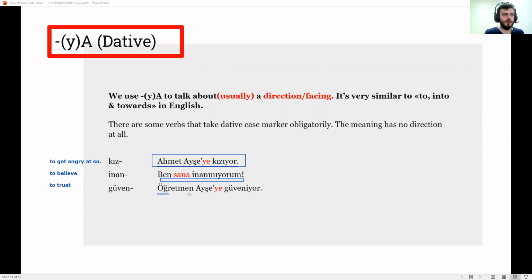And another example, öğretmen Ayşe'ye güveniyor. The teacher is trusting Ayşe, or she believes in Ayşe. She has a trust on Ayşe. That will be the translation. But in Turkish, we basically have to put all of these.